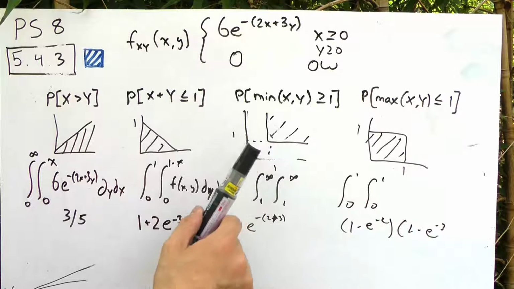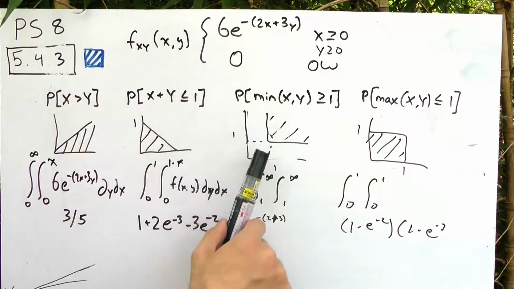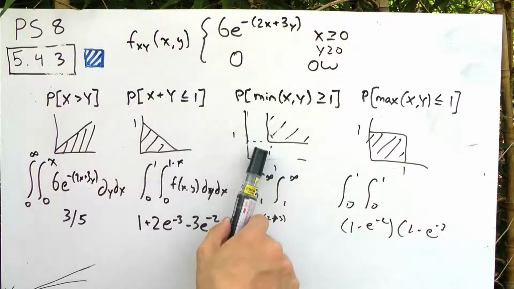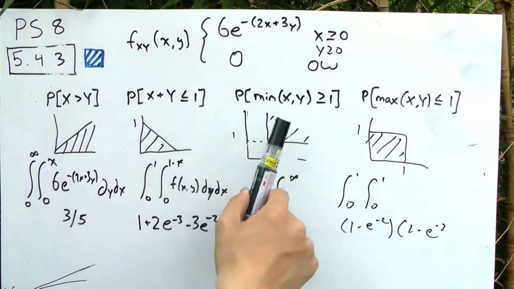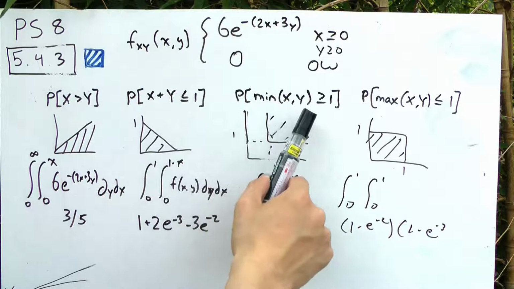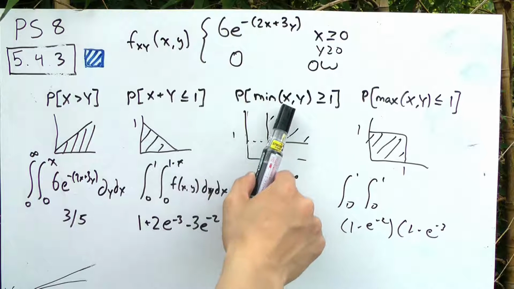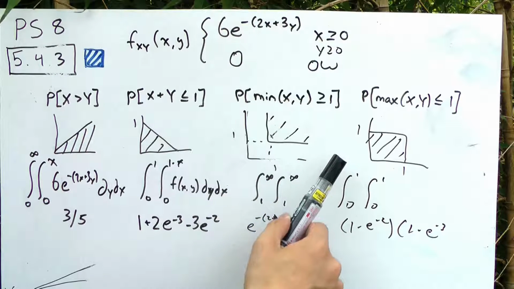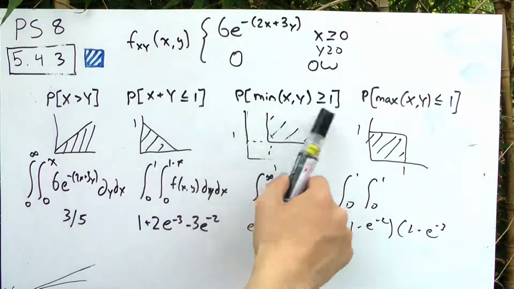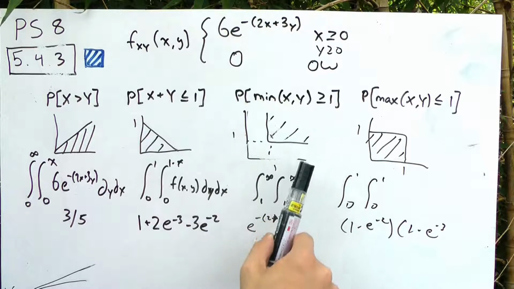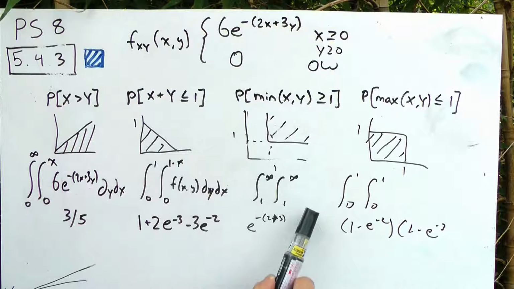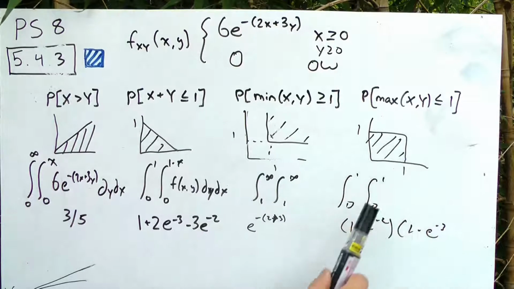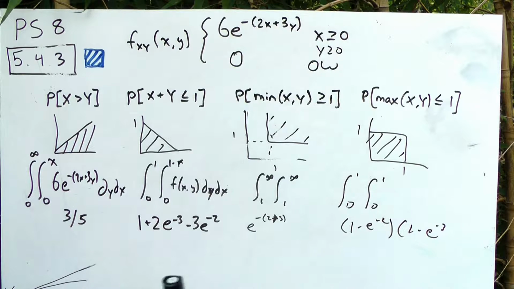And actually, I made a mistake drawing the graph, the area for part C. The minimum of x and y must be greater than 1 means both of them are greater than 1, right? Because minimum takes the lower bound. So you have to take the limits from 1 to infinity for both x and y. And then this part is still correct, so this one is just 0 to 1, 0 to 1. Answers are written below.